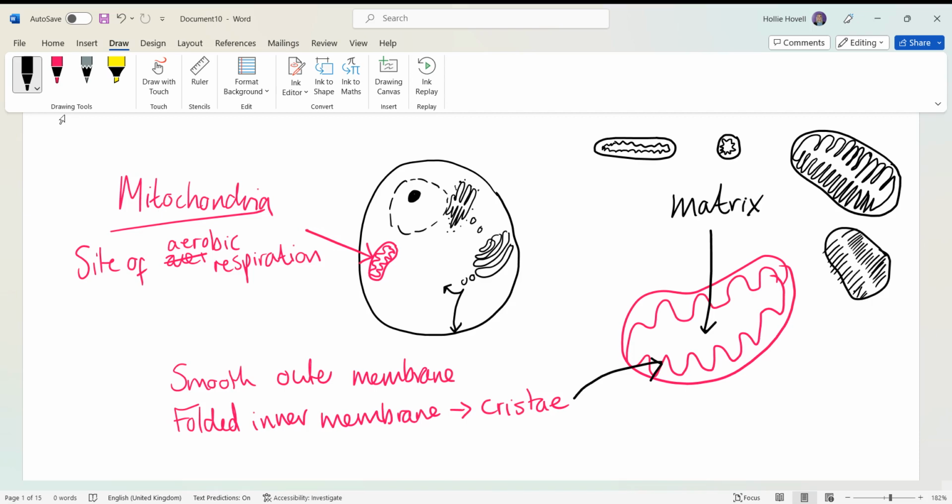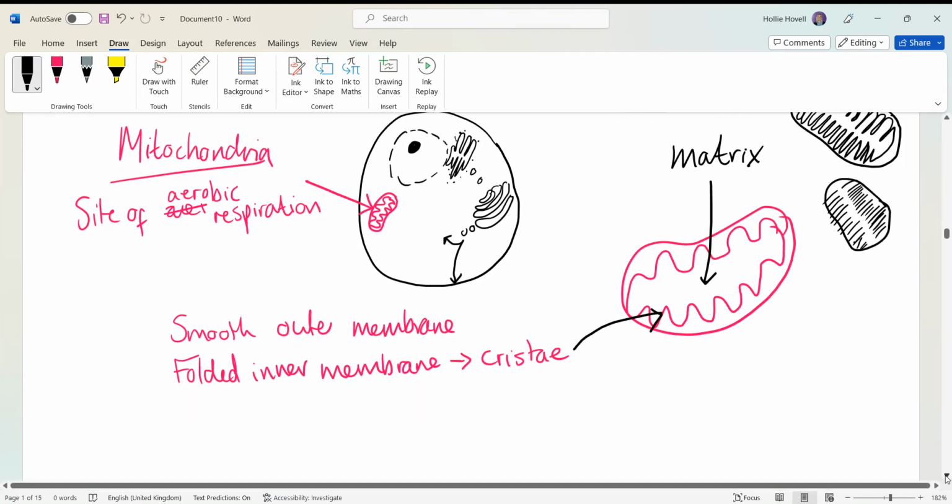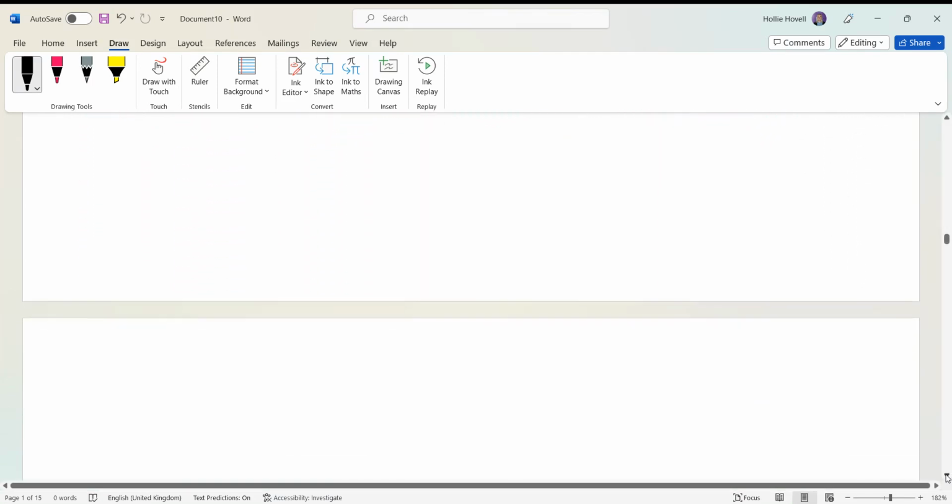So the mitochondria is the site of aerobic respiration. Now, in fact, it's not all of aerobic respiration that happens in there. It's actually just the later stages of respiration. But we tend to say aerobic respiration occurs in the mitochondria. If you wanted to be picky about your detail, it's actually the later stages of respiration that happen in there. So that's our mitochondria, site of respiration. Make sure you can recognize the shape.